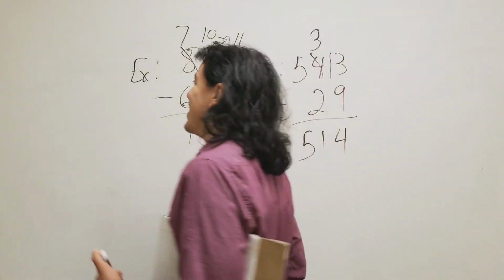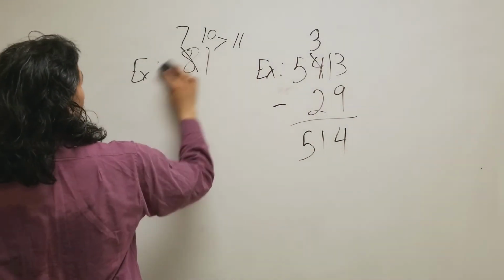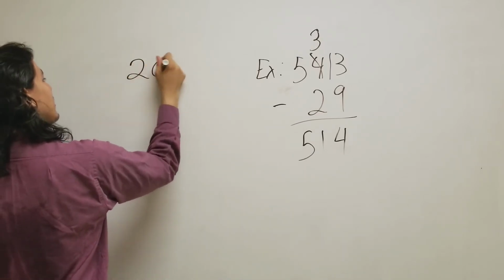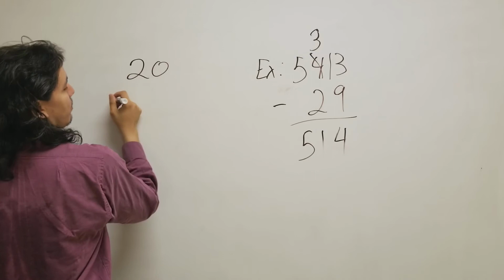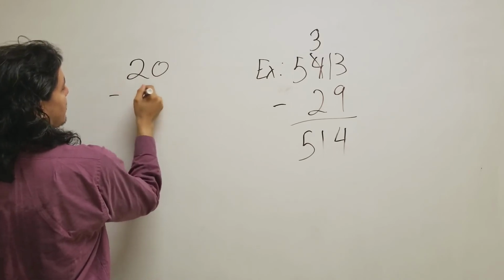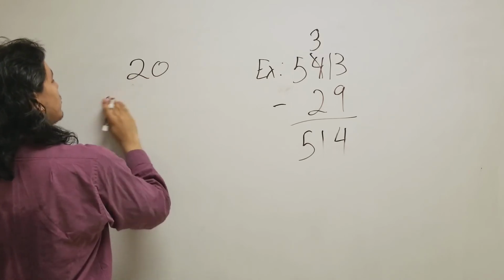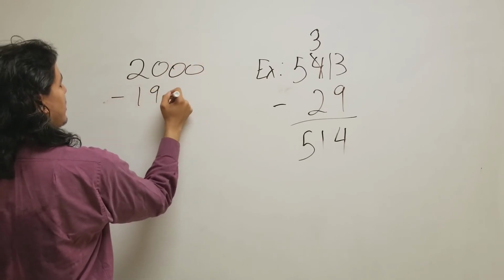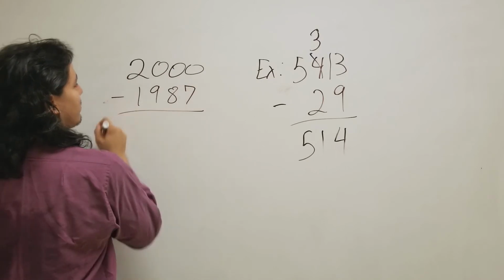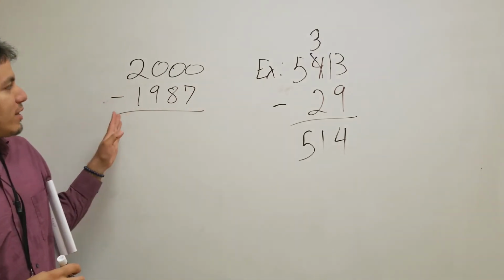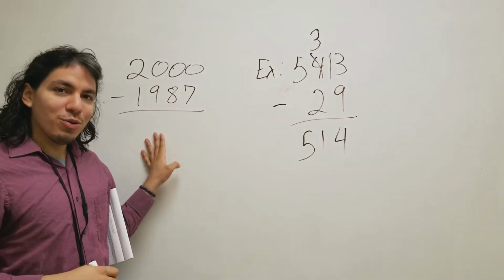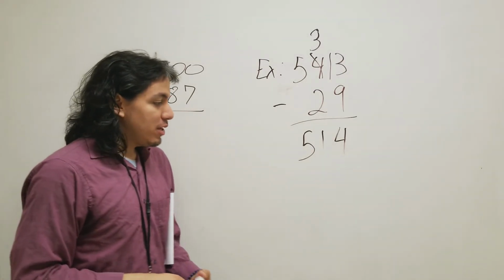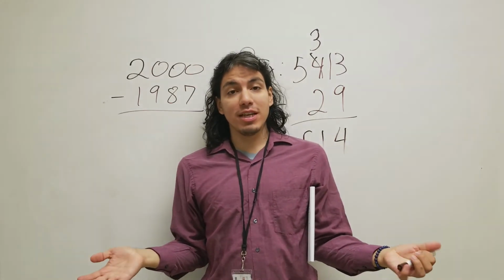So for homework, I want you to subtract, well, let's try 2000 minus 1987. I want you to subtract that, show your work, and let me know what you get, okay? So that's the lesson for you guys for today.